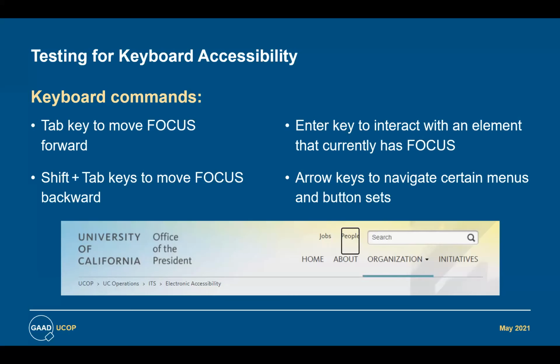Tab once more, and the focus goes to the search field, which you can see my blinking cursor in, indicating that I can now type in this field. And to give you a sense of moving focus backwards, if I press my shift and tab keys together, I will move the focus back to that people link. So again, this is something anyone with a keyboard can try on any website or in any computer environment. I highly recommend you give it a try beyond accessibility testing even, and incorporating it into your workflow.